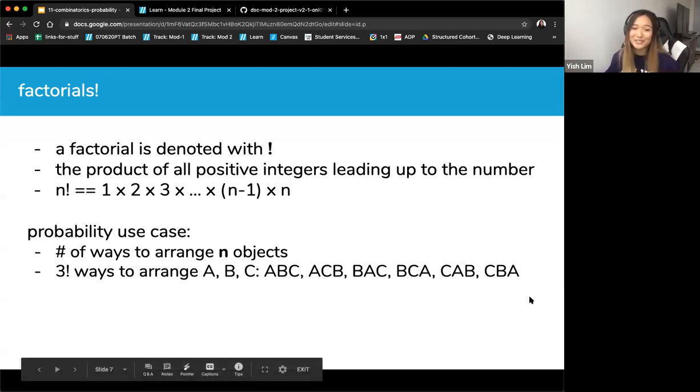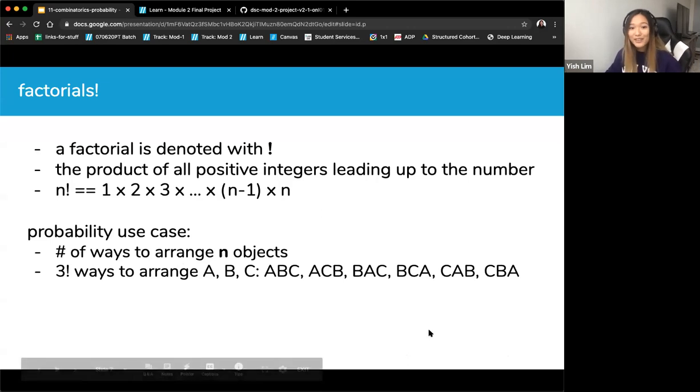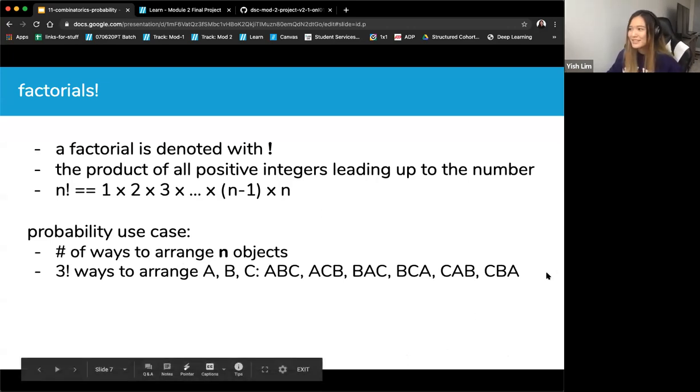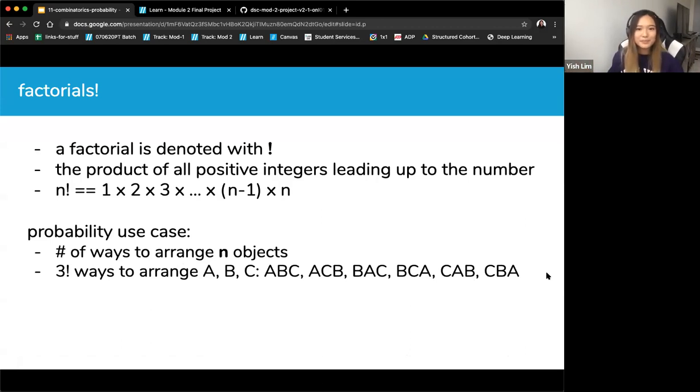If you want, you can definitely try it on your own. I don't recommend it because it'll take a lot of time. But if you have more objects, like 5 objects, the number of ways you can arrange them will be 5 factorial. So that's a probability use case of when you will just take the factorial of a number. And we're going to build on this in the next couple of slides.